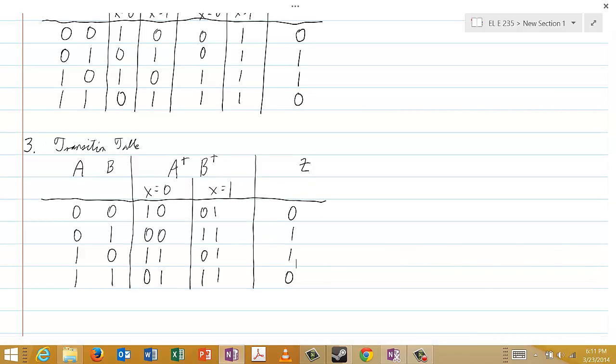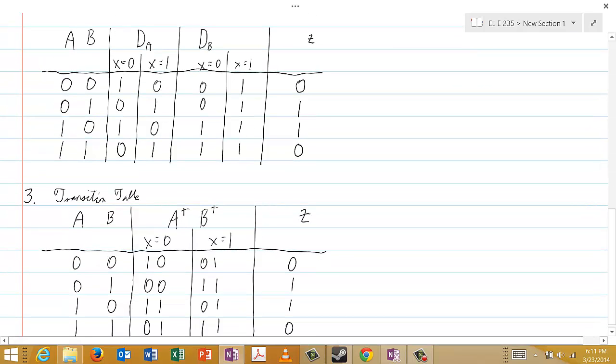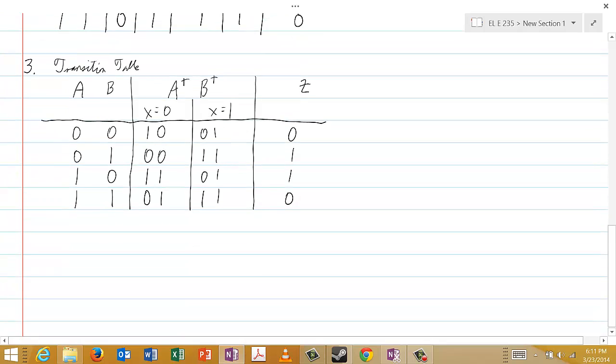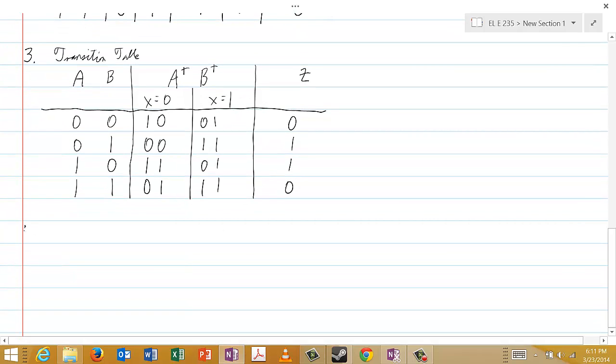And that is the most difficult part of this procedure, in my opinion. Don't worry if it seems a little confusing, because we'll look at plenty of examples, but do look at that carefully and try to make sure you understand it. Okay, so after you get the transition table, the next thing you want to do is to find the state table.